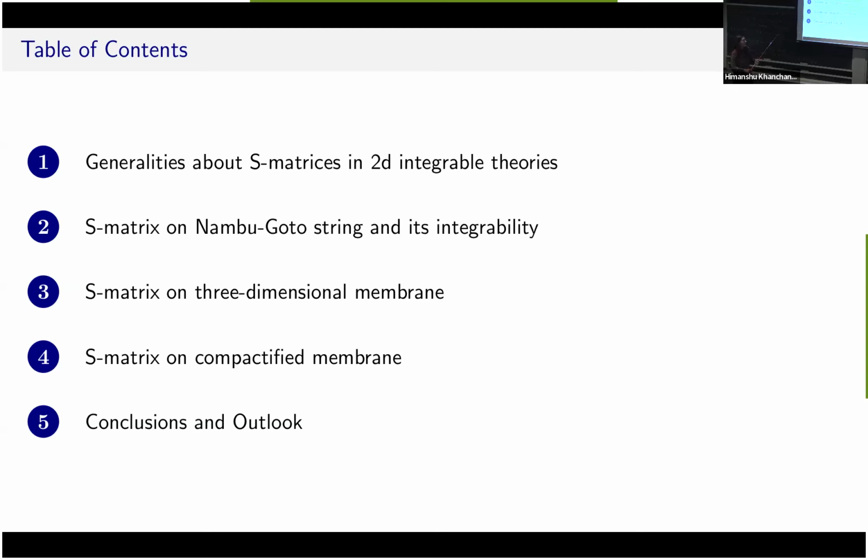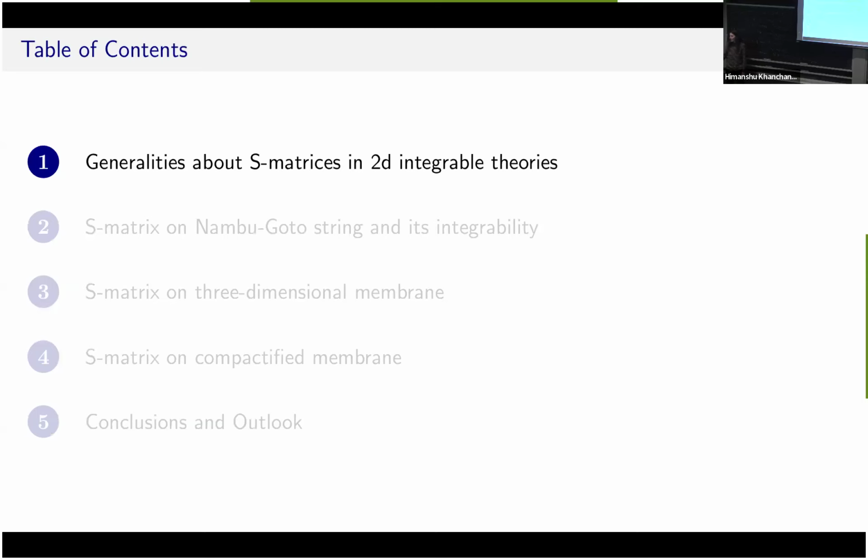And then I will compactify this membrane so that I have an effective two-dimensional description and look at the integrability of this two-dimensional quantum field theory. And then I will end with some conclusions and an outlook. So this is supposed to be an informal talk, so if you have questions, interrupt at any point.